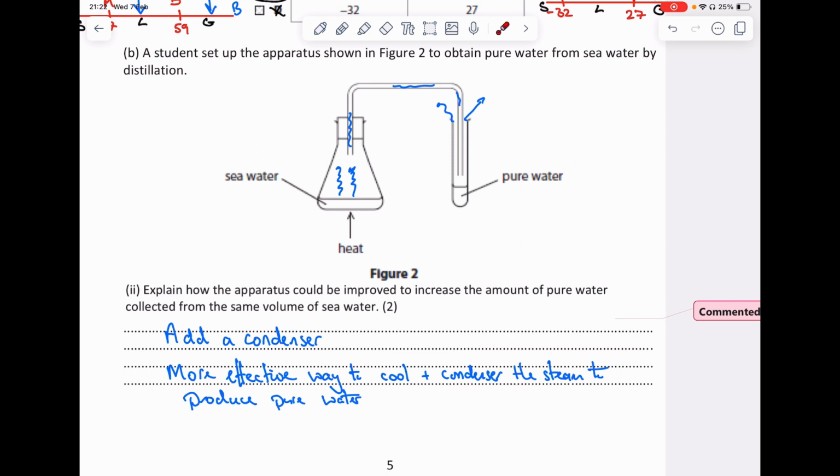So the best way to fix this is to place a condenser. So use a condenser rather than just a side arm into a test tube, and a condenser is a more effective way to cool and condense the steam, the vapor, to produce pure water.